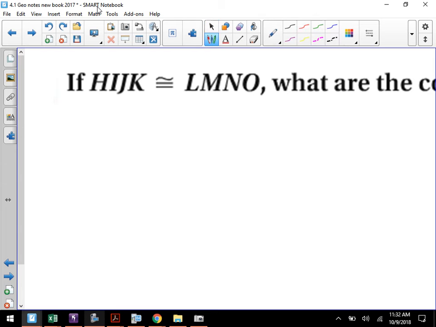Again, this should not be difficult. One thing that I know that you guys get lazy with, label. You can't just say H. What is H represented? It's an angle. Okay, angle H has to match up with angle L.